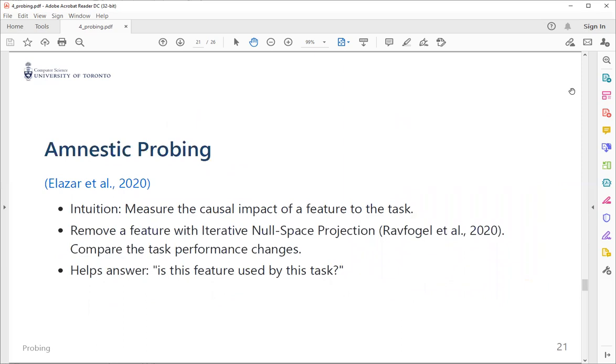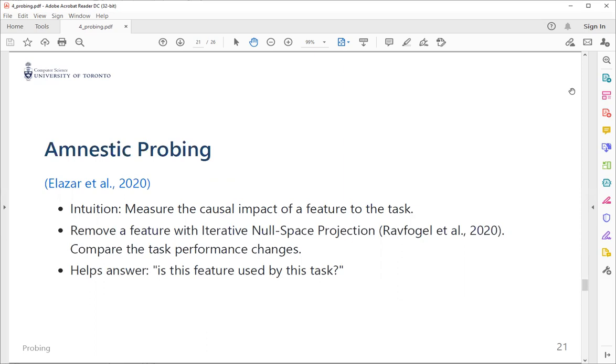So let's look at some applications of probing. Previously we have seen that probing can detect whether some certain feature is encoded in these representations. Now, can we remove this feature and see whether removing it has an impact on the task? If we compare the task performance of the model with this feature and without this feature, then we can essentially get a causal impact.